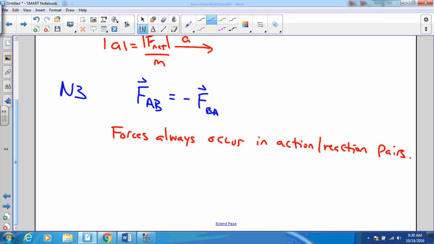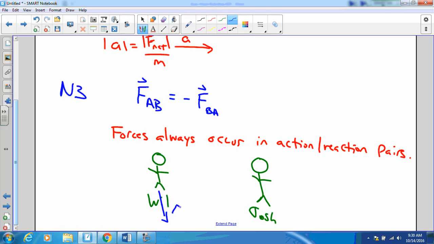Okay, so forces always occur in action-reaction pairs. Let's go back to our epic struggle over the sweatshirt. If we now isolate Will, and we now isolate Josh, then we can draw the following forces acting on Will. First, there will be a force of gravity pulling him down. There will also be a normal force. We're going to call these 1 because Will is 1 and Josh is going to be 2.